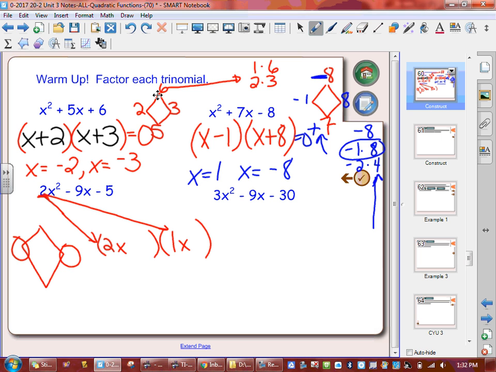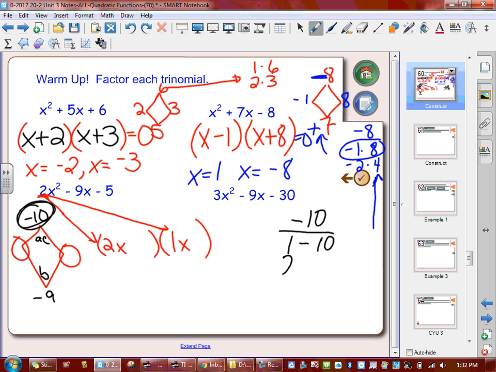So we're going to multiply our A times C. We're going to get -10, and our B value is a -9. So now we're going to factor our -10, because that's what we do. We factor that top diamond number right here, that -10. So I'm going to make a -10 list over here. And my bottom number is negative, so my big number is negative. So 1 and -10, 2 and -5.